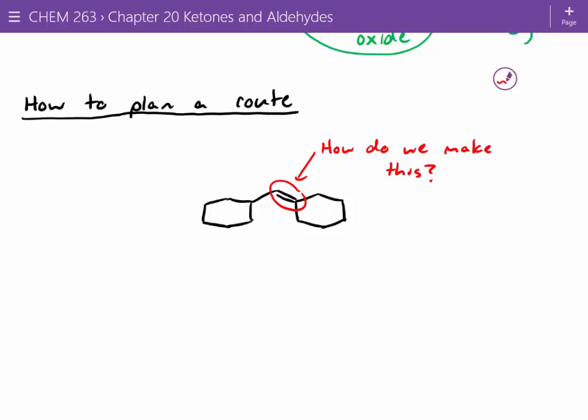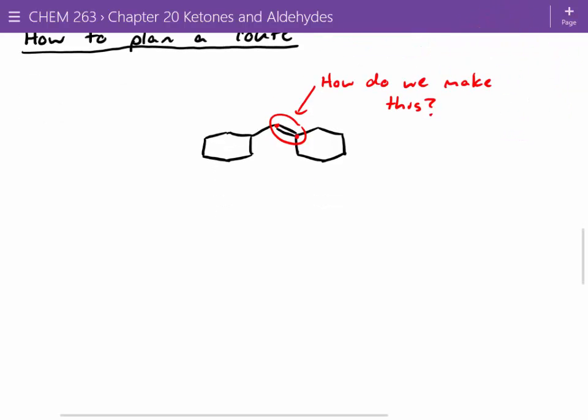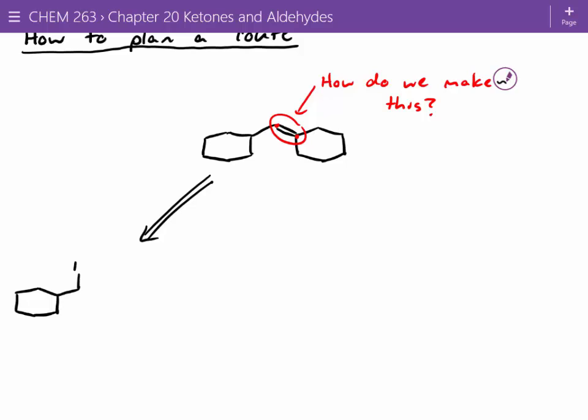But the question is, did the carbonyl carbon come from this carbon? Or did the carbonyl carbon come from the other carbon? We've got two different options available to us. So let's break down the two options. And with option 1, we could say that it came from that leftmost carbon, meaning our aldehyde would look like this. And then we would need to react this with some sort of ylide reagent.